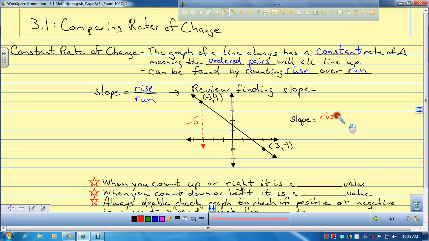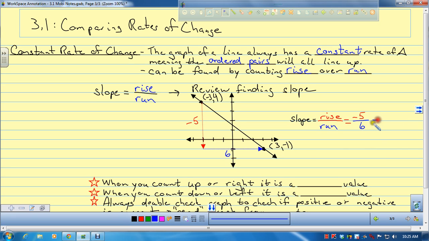So I'm going to calculate the rise first, right? Rise is -5. And that goes over my run, right? Now I will go from this point over to that point. And how far did I run? I ran that way. 1, 2, 3, 4, 5. Looks to be 6 units.